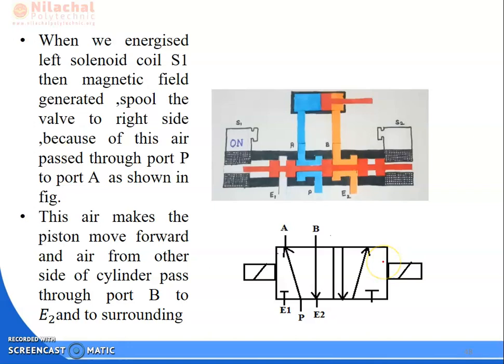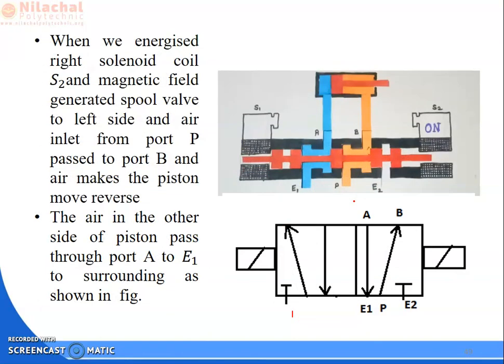Two solenoids are used. So when solenoid S1 is energized, the spool valve will move to the right-hand side, and the air will pass through P to A. This air makes the piston move forward, and from the other side of the cylinder the air passes through port B to E2 and is sent to the surrounding. This is the first position.